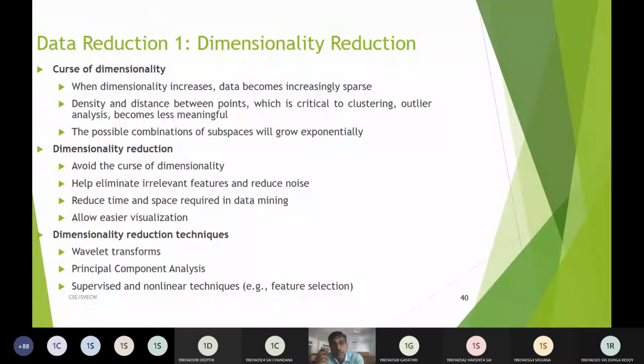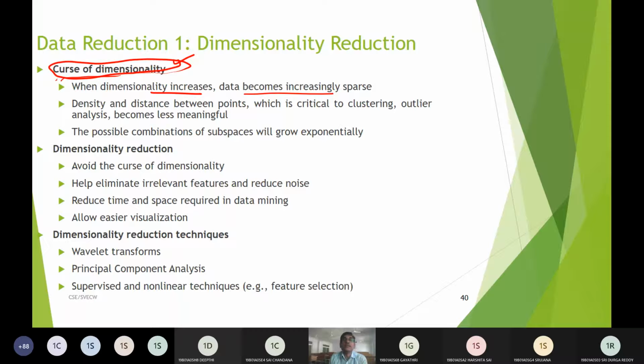The very first primitive we are going to call the curse of dimensionality. When the dimensionality increases, data becomes very sparse. So in order to make some analysis, we can't interpret things well with high dimensionality.